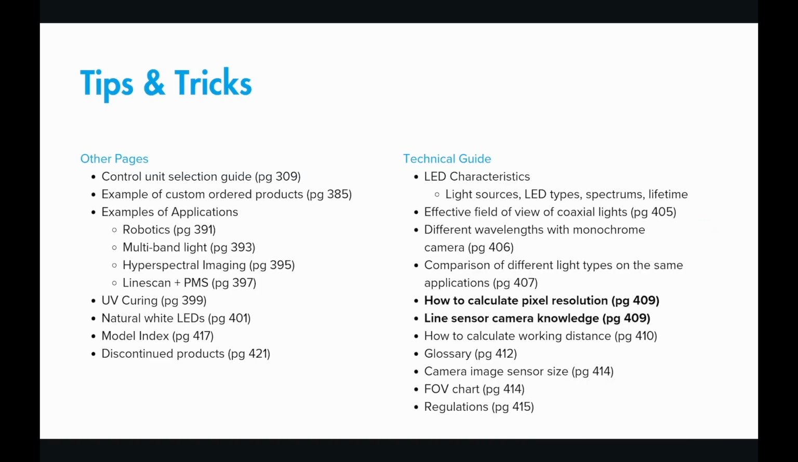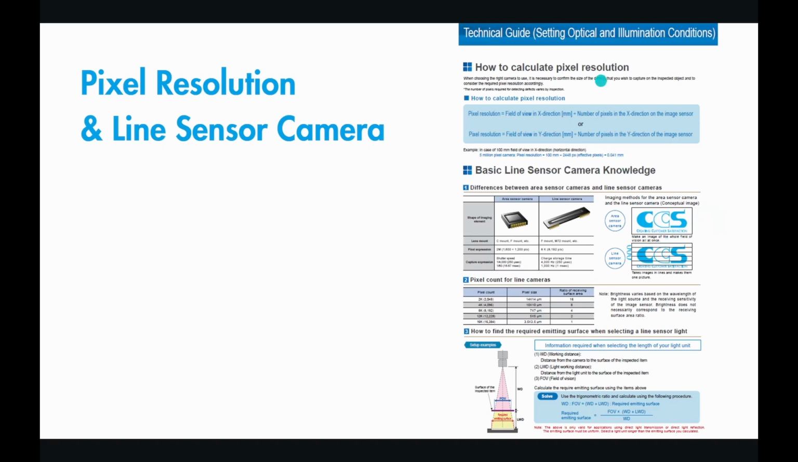Next is how to calculate pixel resolution and the line sensor camera. So this is calculating the pixel resolution and then basic line scan sensor information. We'll get into it more in the line scan webinar, I'm sure, but testing line scan is not as easy as area scan, and the resolution really matters for line scan applications. So it's really important to calculate first and then set the line scan camera and settings. This will help you with those calculations and how to set that up if you're doing line scan applications.